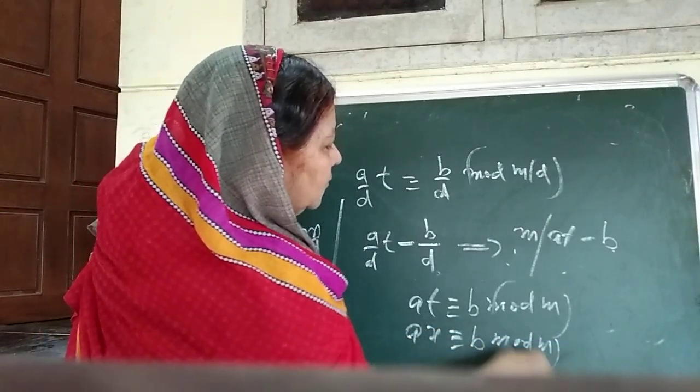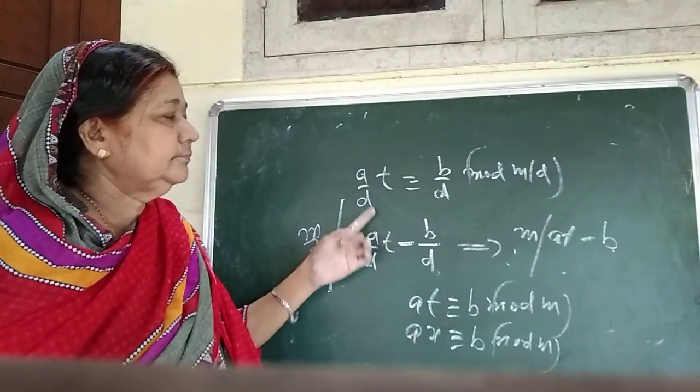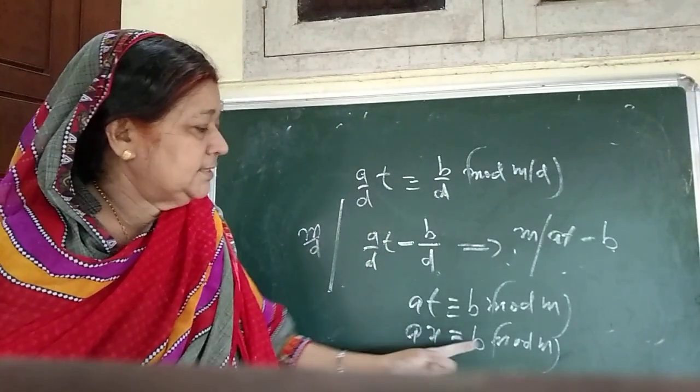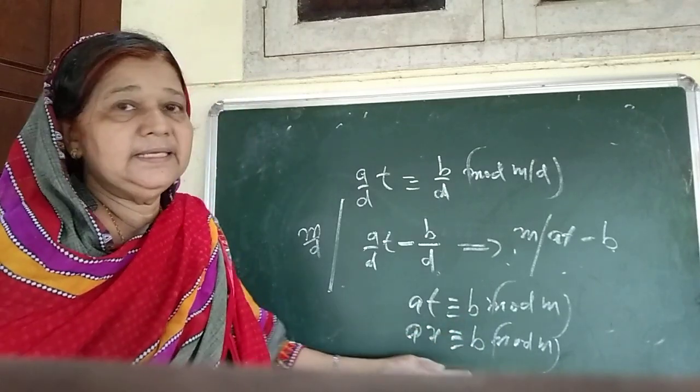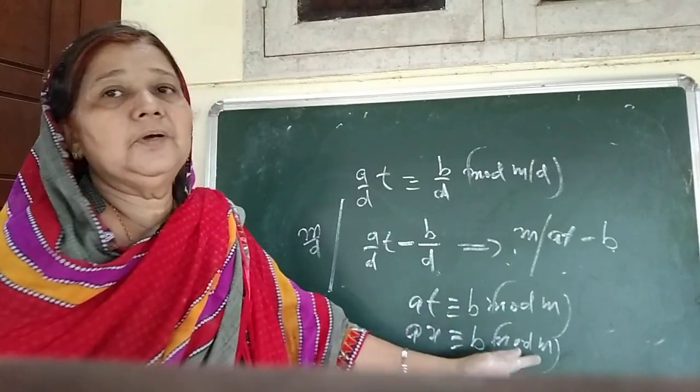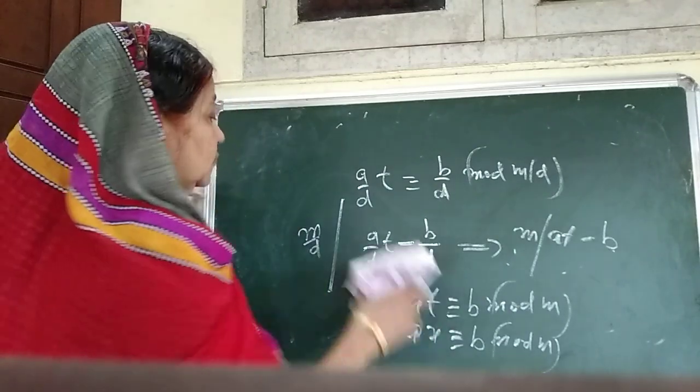It is possible only when the condition is either (a, m) equal to d with d divides b, otherwise (a, m) equal to 1. Then we can find the solution.